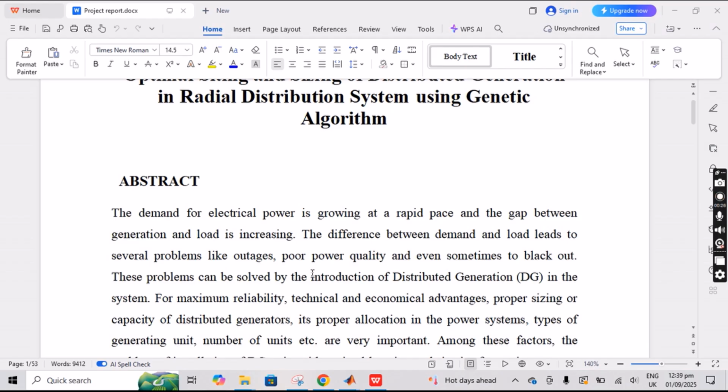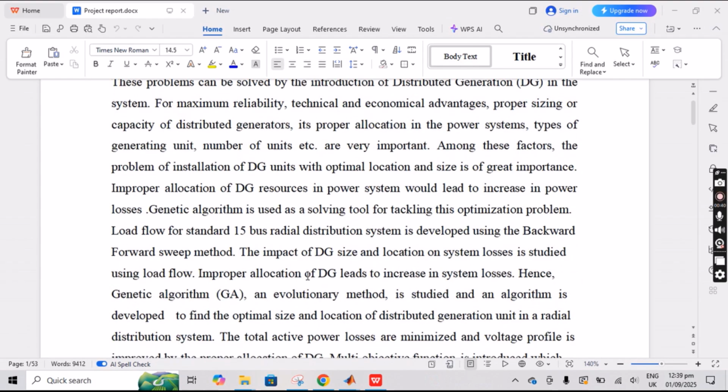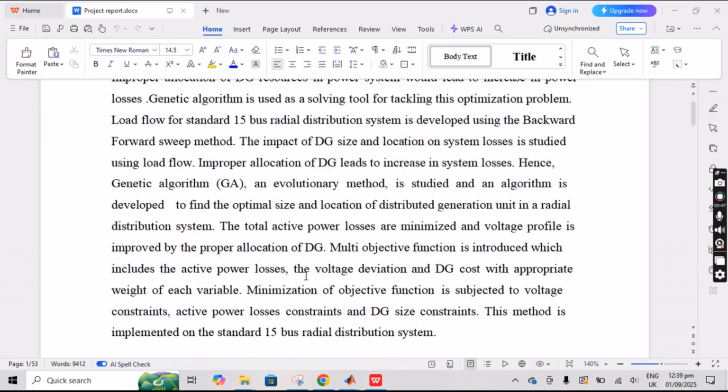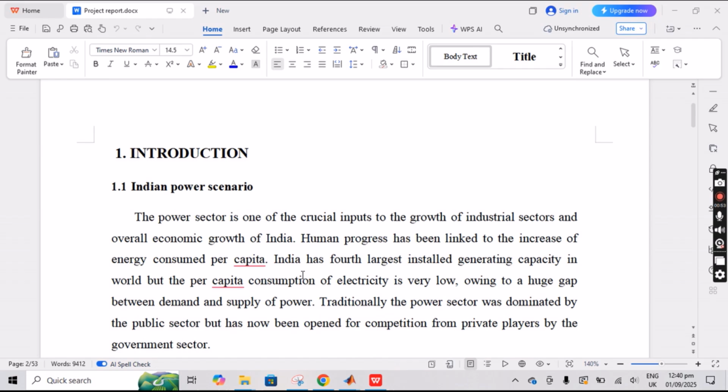the difference between demand and load leads to several problems like outages, poor power quality, even sometimes blackout of the system. So we need to introduce the genetic algorithm, which will reduce the losses of power during the distribution generation. So this is the abstract. I have written the abstract, and then comes the introduction.